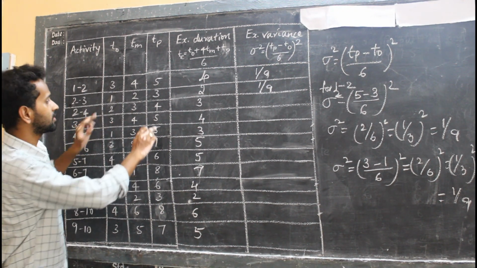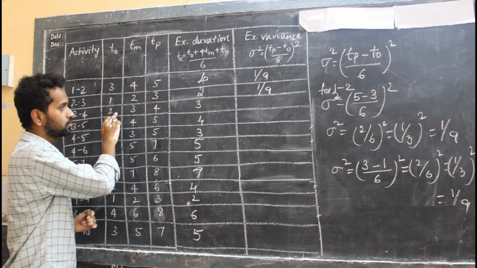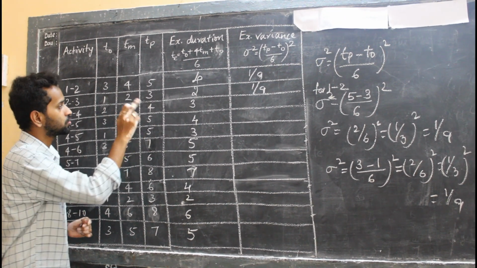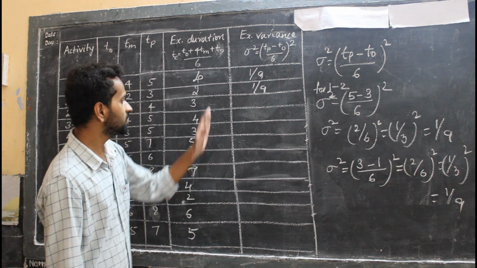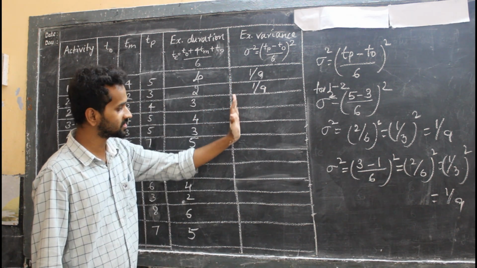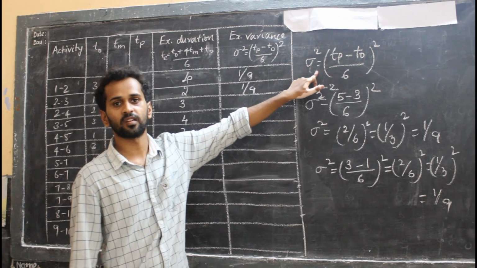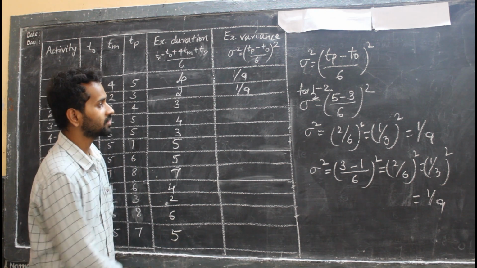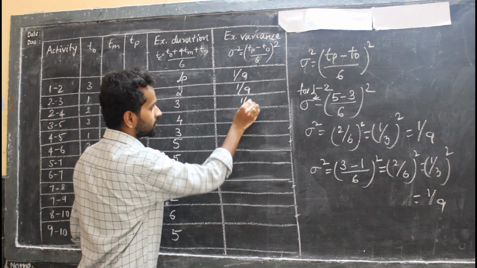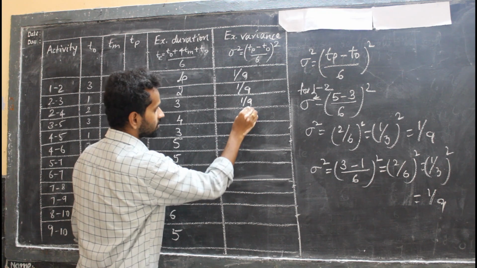Similarly, for activity 3, 4 minus 2 divided by 6 whole square. That means 2 by 6 whole square, again 1 by 3 whole square, which becomes 1 by 9. Similarly, I proceed to calculate for each and every activity using this formula, repeatedly. So what answers will I be getting here? For the third activity also 1 by 9, for the fourth activity also 1 by 9.